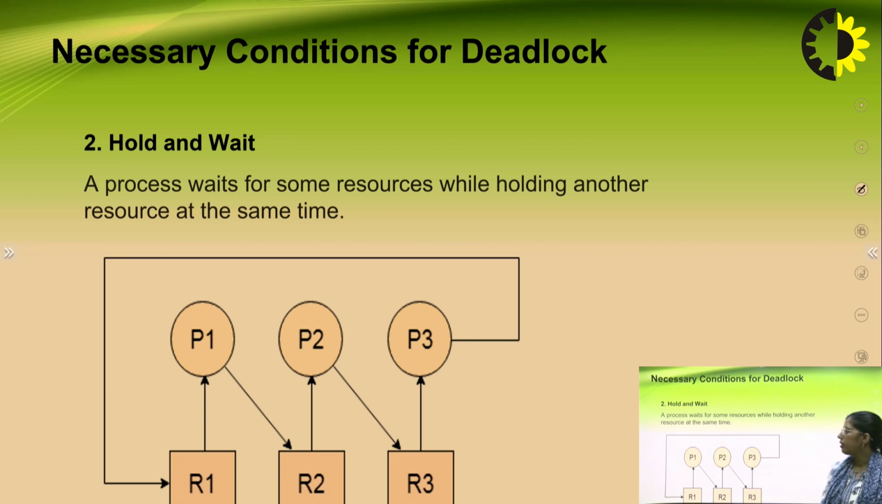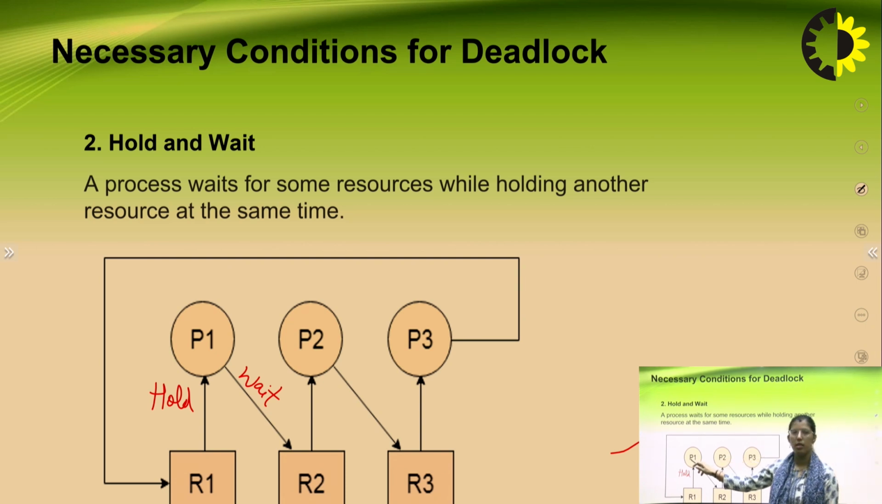Next is hold and wait. Hold and wait, as the name suggests, means one process is holding a resource and also waiting for some other resource. This is what this condition says. So as we can see here, P1 is holding R1 and waiting for R2. So we can see here that all these processes are in hold state as well as in waiting state. If this happens at a time along with all the three other necessary conditions, then the system is definitely in deadlock.